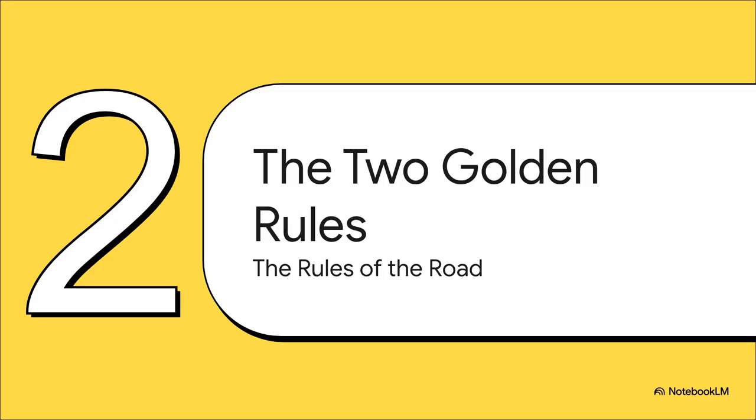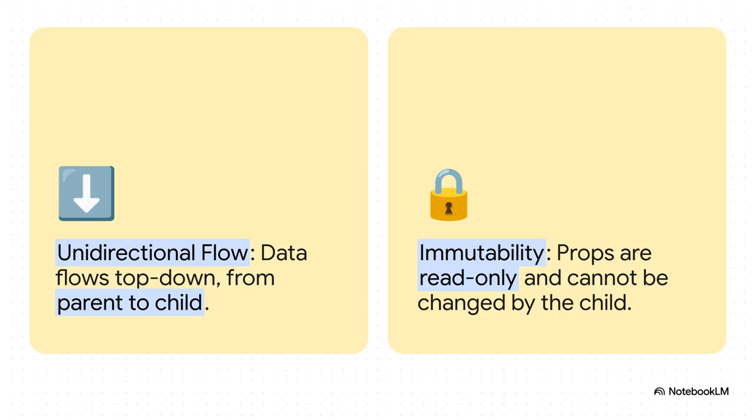Okay, so if you want to use props like a pro, there are basically two golden rules you absolutely have to live by. And I'm not kidding, these aren't just suggestions, they're baked into the very fabric of React to keep your app stable and predictable. And here they are, side by side. First, data flow is always unidirectional, top down, parent to child. That's the only way. And second, props are immutable. That's a fancy way of saying they are read-only.